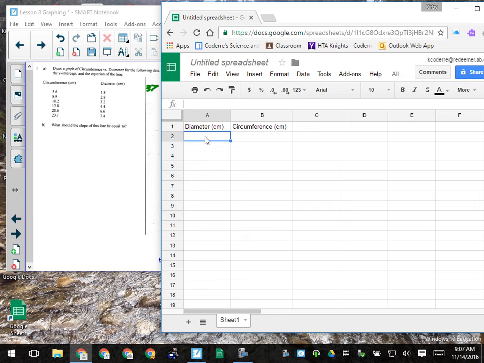Okay, our next step is to enter our data. I need to enter our circumference and diameter data. I'll blow that up in a minute here, guys. I just need to be able to see them both, or you can enter them as I enter them here. So my first diameter is 1.8 centimeters. My second diameter is 2.8 centimeters. My next one is 3.2, then 4.4, and then 6.6, and then 7.4.